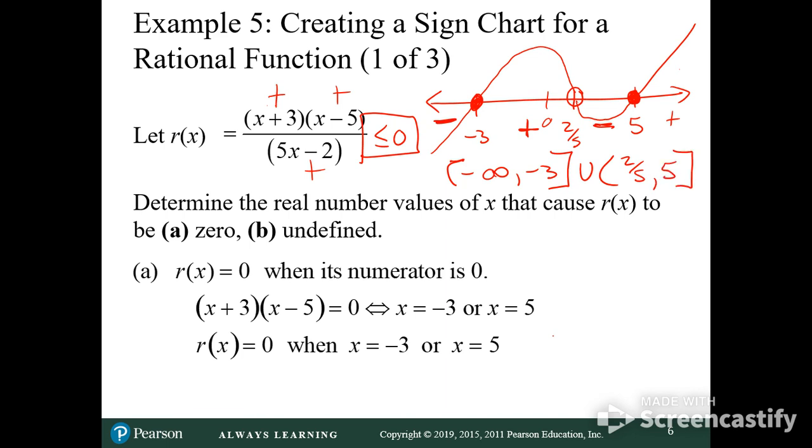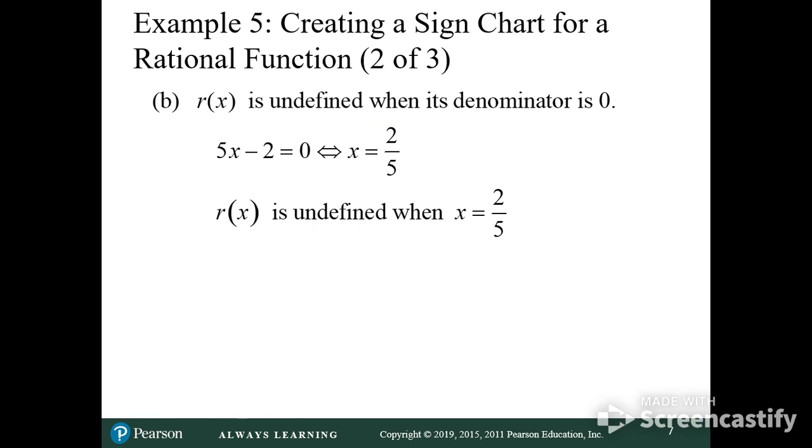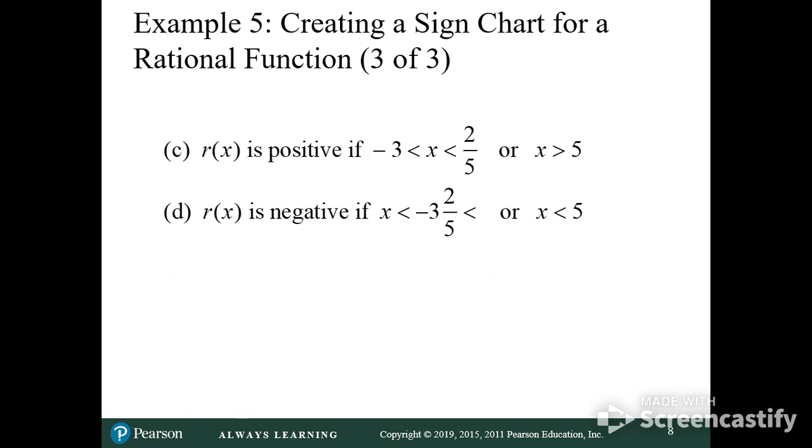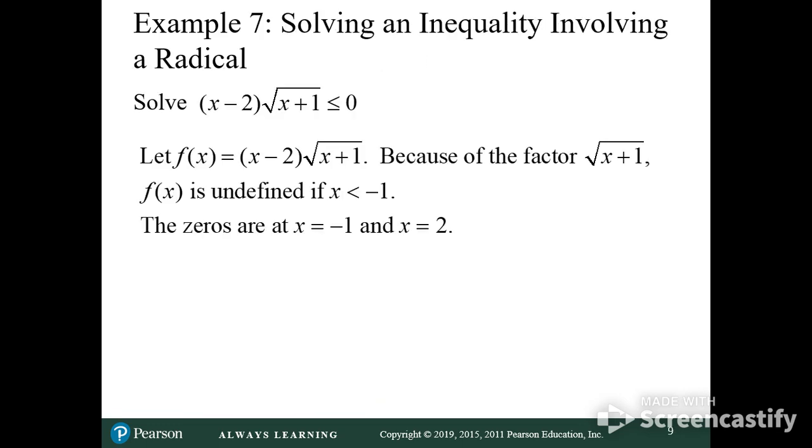using a bracket. Okay, so you understand where the brackets come from versus the parentheses. Parentheses are open circles, or if there's not an equal to there, brackets are where it is equal to. All right, so if you have a denominator, it's always going to be an open circle. Okay, so you have all those things going on.